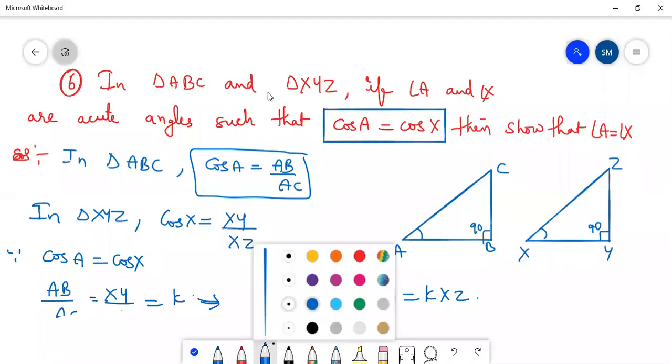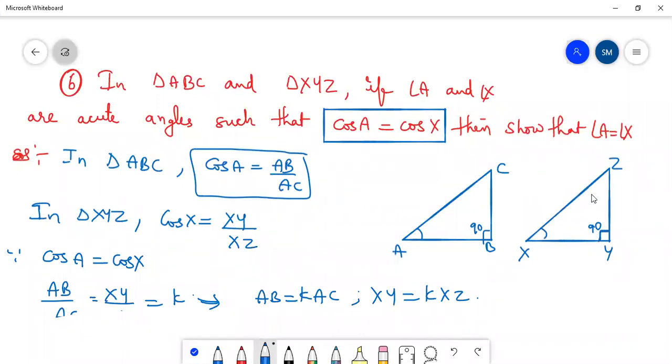Sixth one, triangle ABC, triangle XYZ. Now we can draw the triangle ABC, triangle XYZ. Both are right angle triangles. Here angle A and angle X are acute angles. Clearly we know that one of the angles is 90 degrees, which means the other two angles are acute angles only.